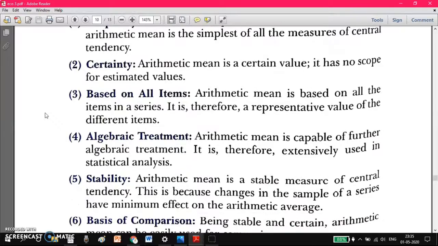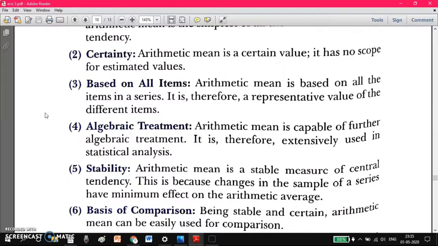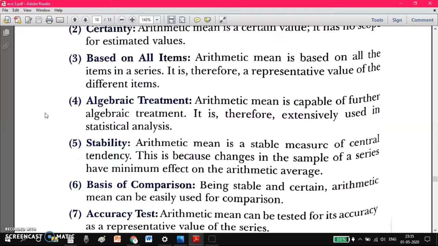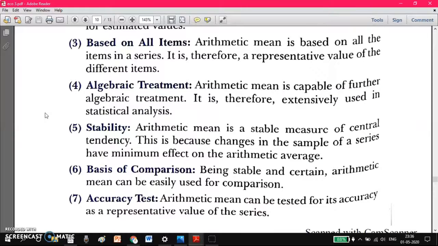Second is certainty. Arithmetic mean is always certain; the value that comes is correct. In any case, if the value is varying from the others, that means you have made some mistake. It is based on all items, that is, on all the numbers present in the series.